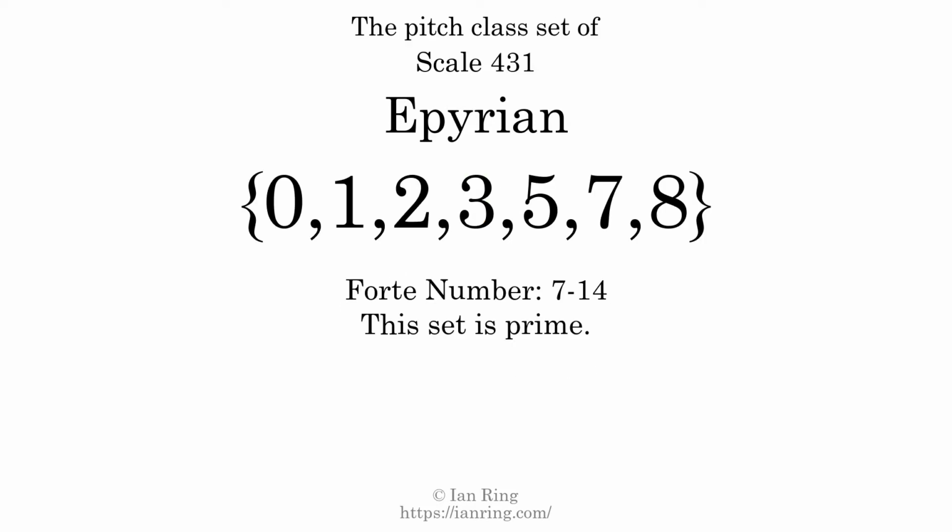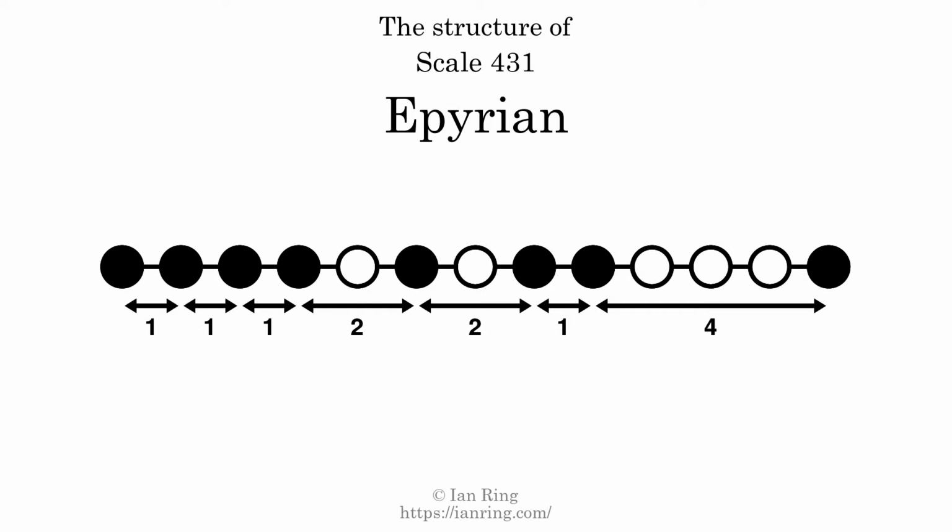The pitch class set for this scale is 0, 1, 2, 3, 5, 7, 8. The fault class is 7, 14. This set is prime. The structure of a scale is a description of the interval distance between each successive tone. This scale has a structure of 1 1 1 2 2 1 4.